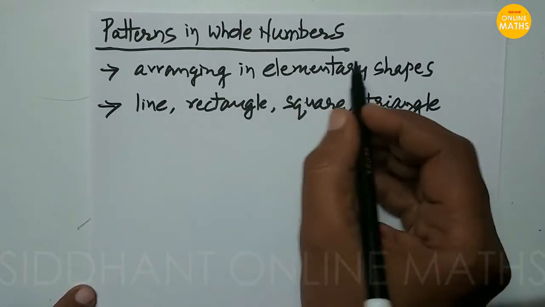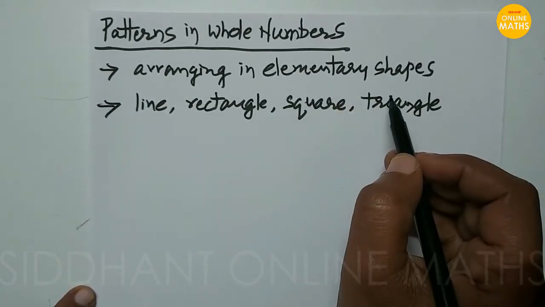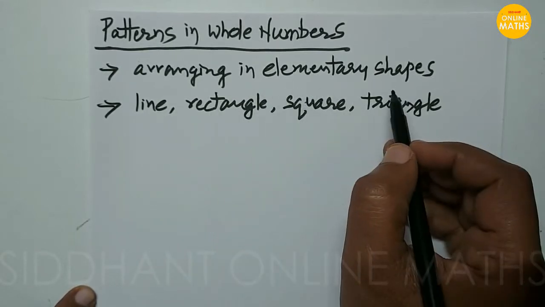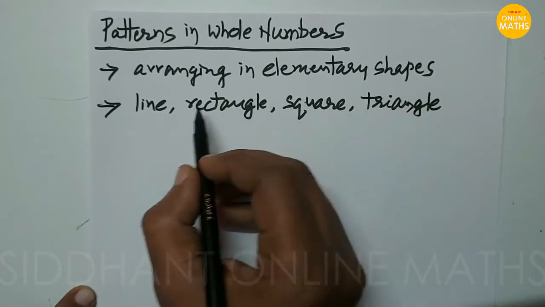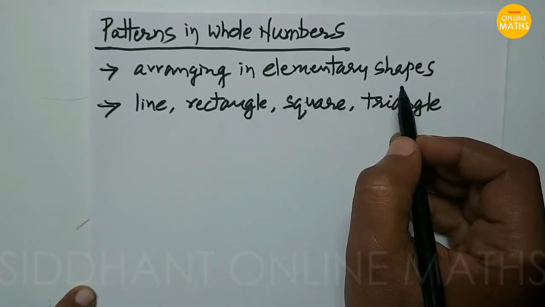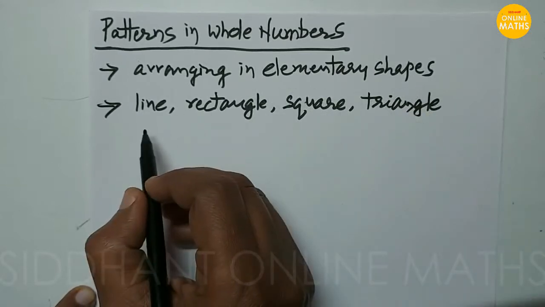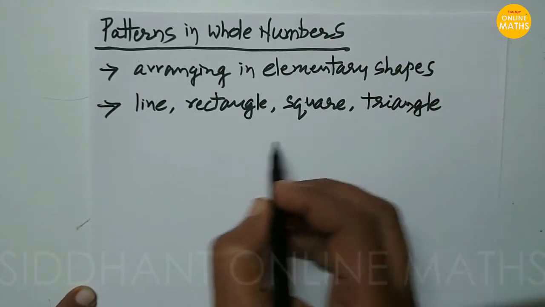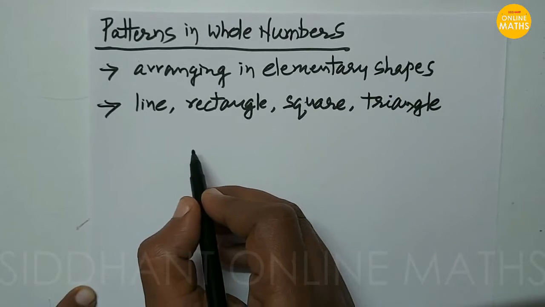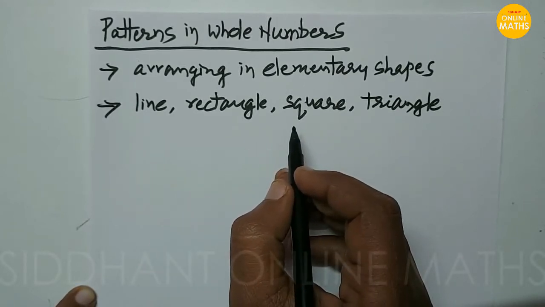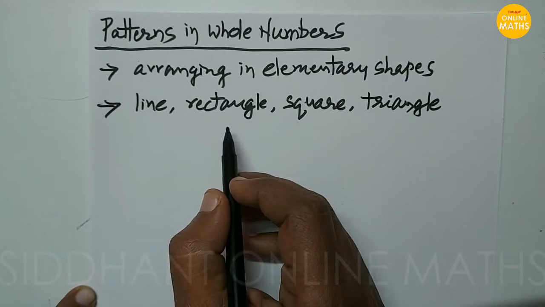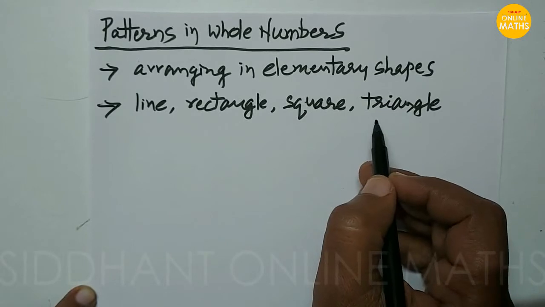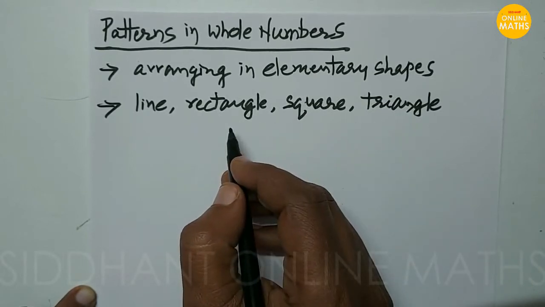Next topic, patterns in whole numbers. Here we are going to take the whole numbers and arrange these numbers in some shapes with the help of dots. These shapes we are going to call elementary shapes. It may be a line, rectangle, square, or a triangle. These dots we are going to place on a grid with equidistance, and form elementary shapes, a rectangle, line, square, or a triangle, with the help of these dots.